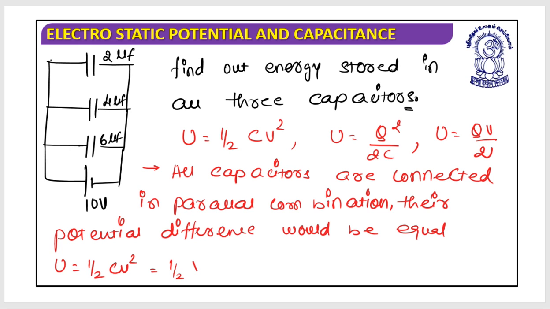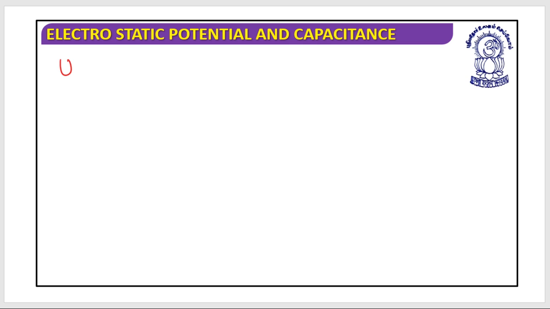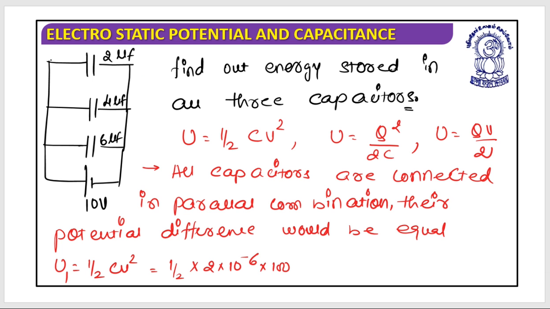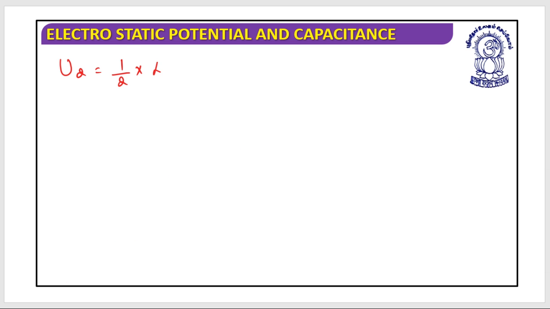So if I want to write, it's 1 by 2 into 2 microfarad multiplied by 100. This is the energy stored in the first capacitor. In the same way, the energy stored in the second capacitor, U2, is equal to 1 by 2 multiplied by 4 into 10 to the power minus 6 into 100. U3 is 1 by 2 multiplied by 6 microfarad multiplied by 100.